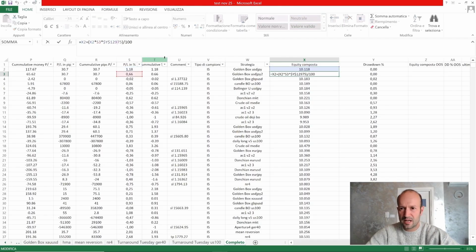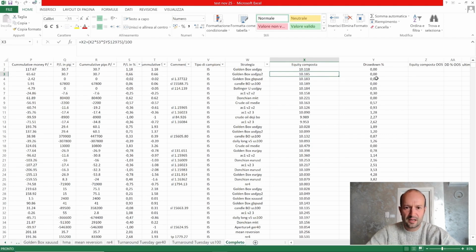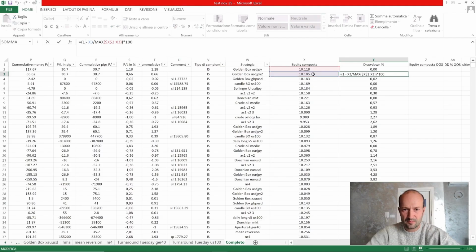After that, we continue to calculate all the rows in the same way. Once we have set up the formulas, we drag them down to the bottom of the sheet. From here, we can then go on to calculate the drawdown. So let's see, using this formula, how we calculate it on our equity that we have just computed.